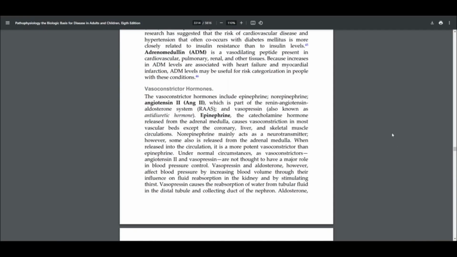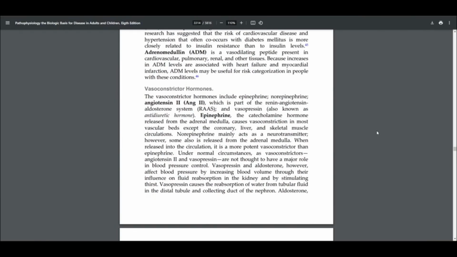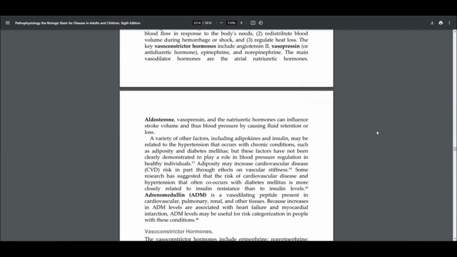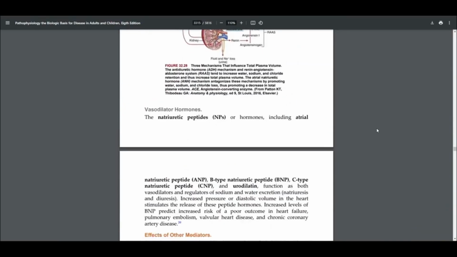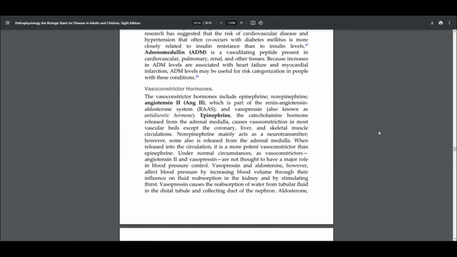So then we also have vasoconstrictor hormones. It didn't actually specify whether this was vasoconstrictive or dilative. It'll split it up in a moment. I'm jumping ahead. So, vasoconstrictor hormones. Your vasoconstrictor hormones include epinephrine, norepinephrine, angiotensin II, which is part of the renin-angiotensin-aldosterone system, and vasopressin, also known as your antidiuretic hormone.